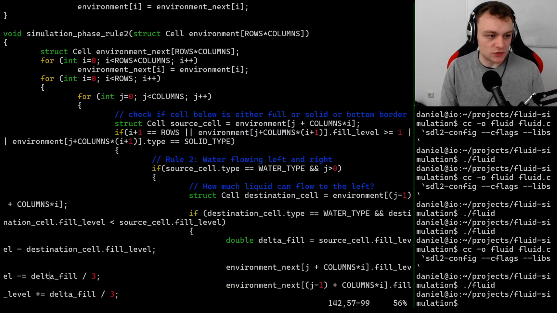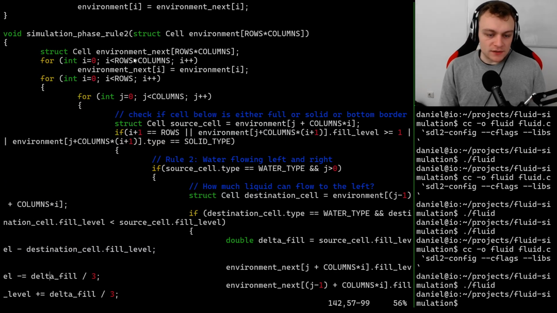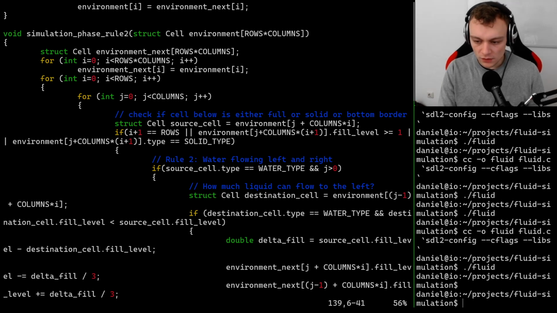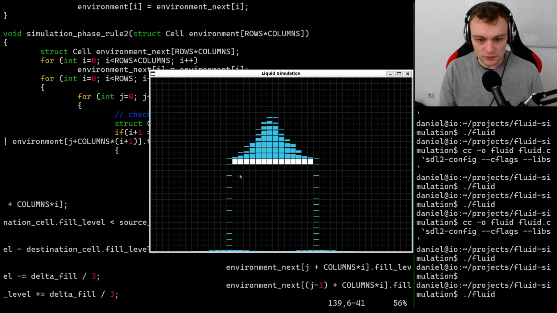So we have executed simulation phase number 1, which is just liquid dropping down. And here we are dealing with simulation phase number 2, which is liquid flowing to the sides, but actually it is partially working because, well, have a look. Liquid is flowing to the sides, but if I add a border here and here, then it is somehow stacking up.